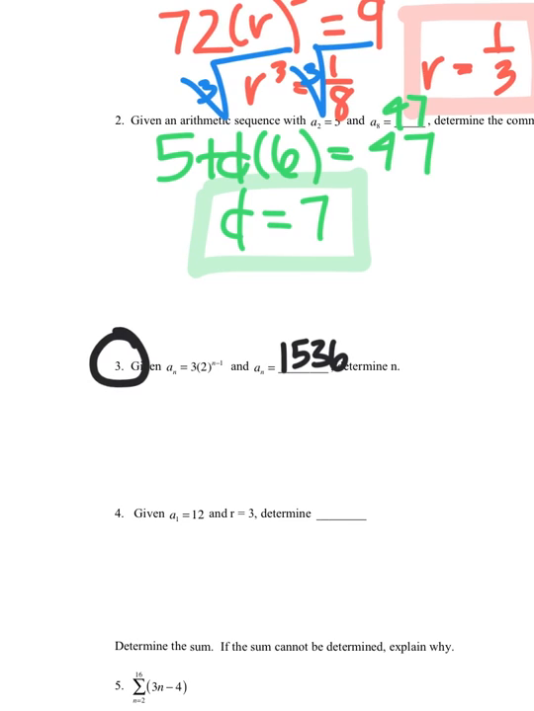All right, as you go to problem 3, you are given the rule that a sub n is 3 times 2 to the n minus 1 power, and a sub n is 1,536. Determine n. This is the circled problem on your notes. Please pause this video and attempt this problem, and your teacher will provide you feedback.